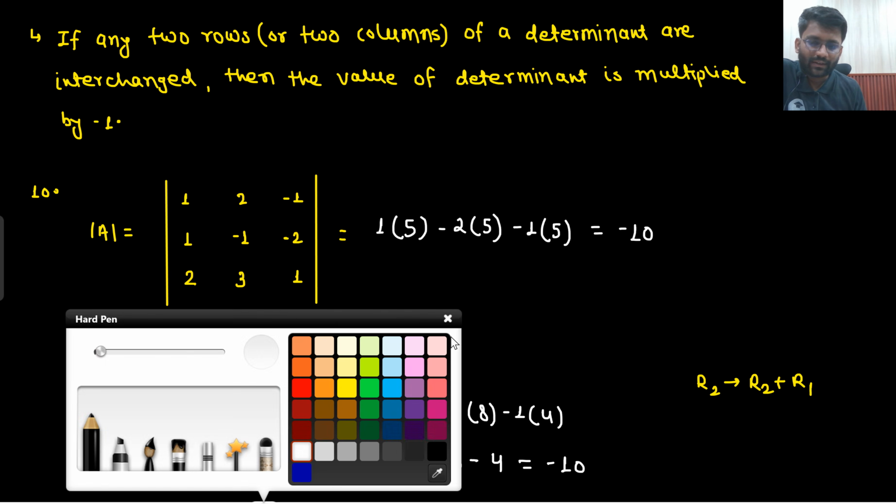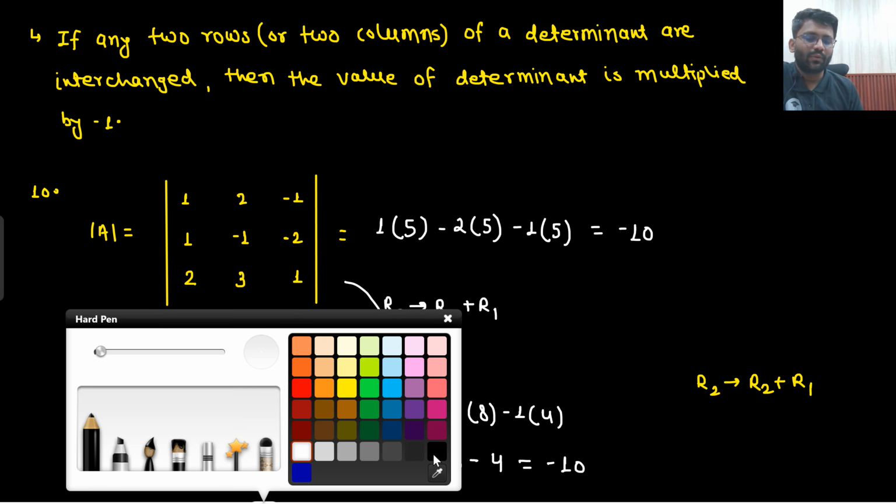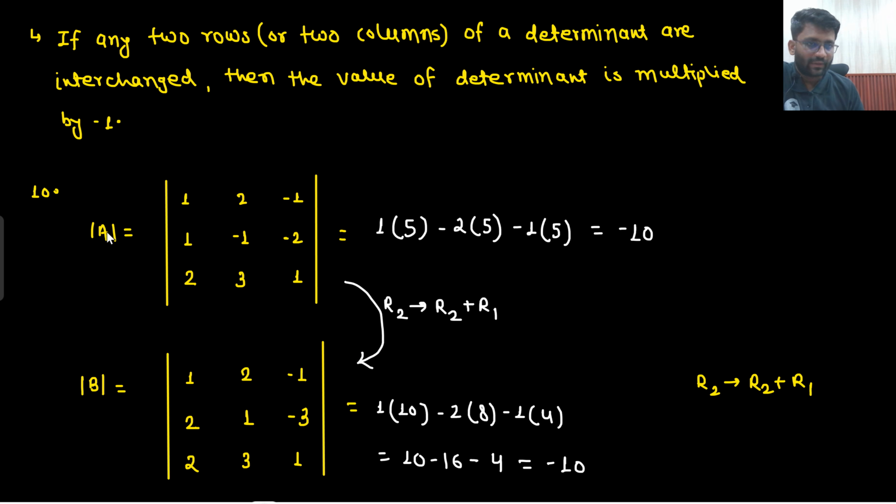When we came from this determinant to this determinant, what did we do? In row 2, I have added row 1. Your row 2 was replaced with row 2 added with row 1. So this was your row 2: 1, -1, -2. In that I added row 1, which is 1, 2 and -1. What you are getting? 2, 1 and -3. So in row 2 you have added row 1. This is the operation that you followed when you came from determinant of A to determinant of B.